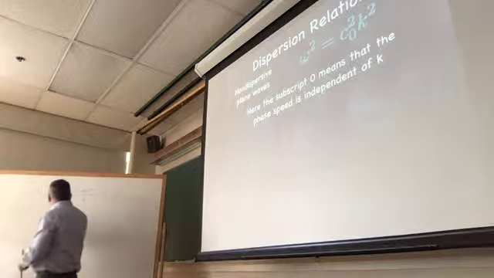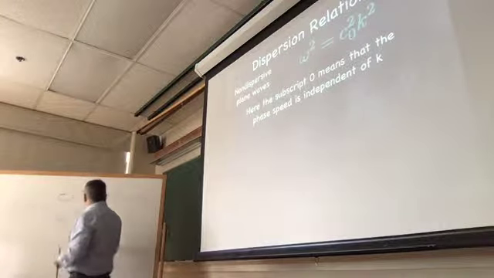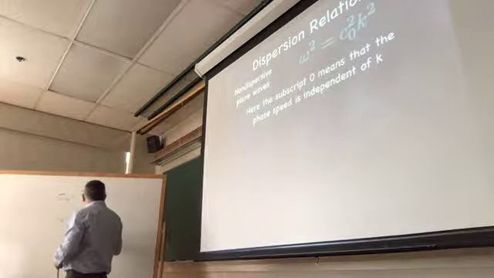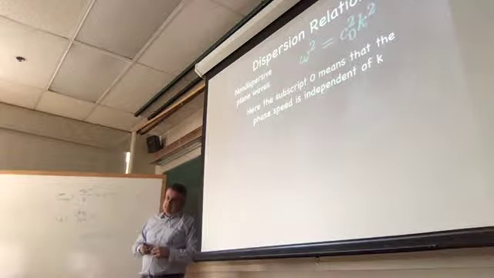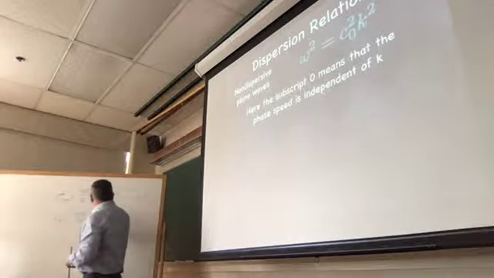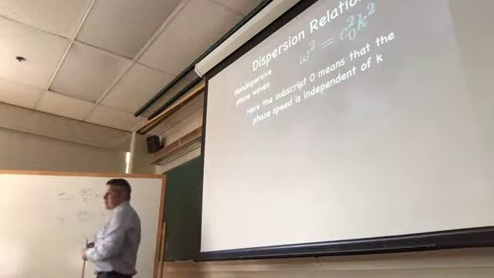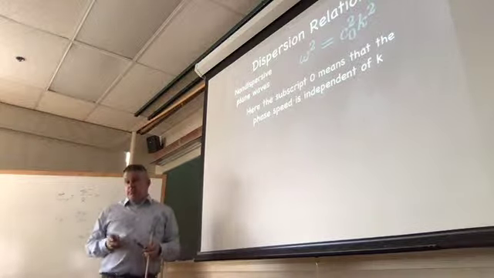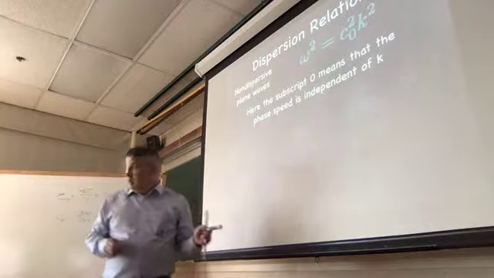Okay, so what about my group velocity? That's the partial derivative of omega with respect to k. So if omega is equal to plus or minus c naught k, what's the derivative of omega with respect to k? Plus or minus c naught. So in this case, these two are equal. So the wave doesn't disperse. But we're going to see some today where that's not true. Okay?